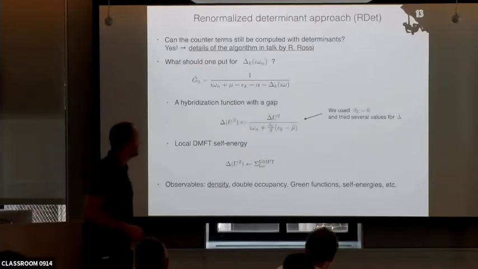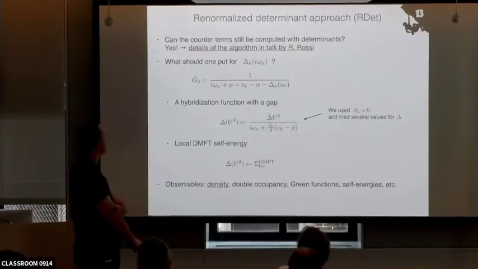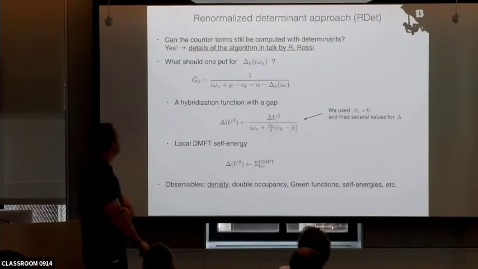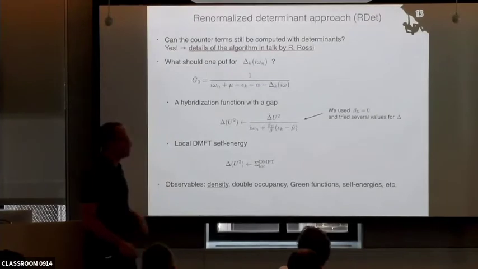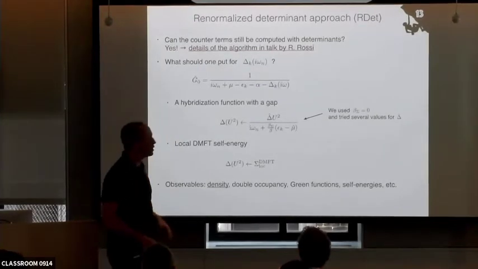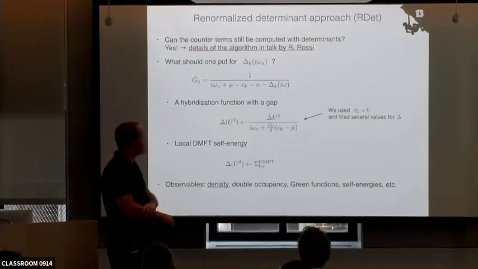One comment for the previous thing. When you say hybridization function with a gap, you mean a hybridization function which generates a gap in the bare propagator? Yeah, that's what I meant, sorry. Yeah, my bad. No, you're right. It generates a gap in the bare propagator. That's what I meant, yes, sorry. Right. Indeed.